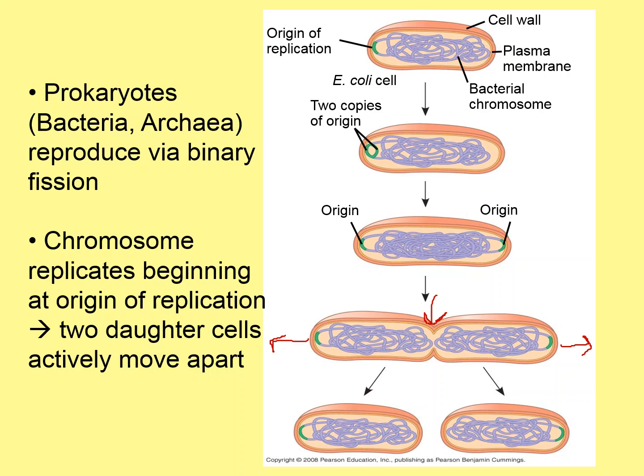So again, prokaryotes do not use mitosis because they don't have any of the component pieces for that. They instead will copy their genome and then essentially grow apart to the point where you have the formation of two daughter cells.